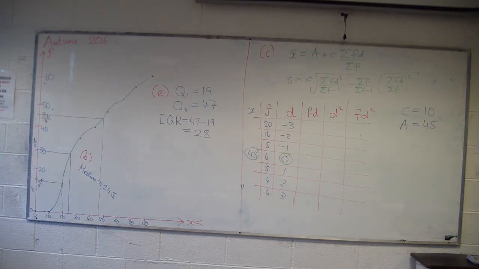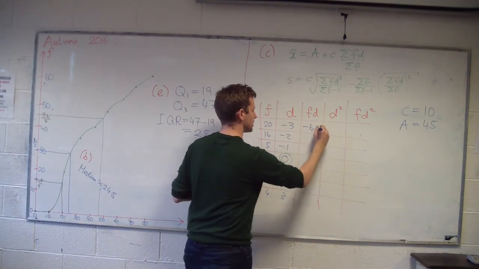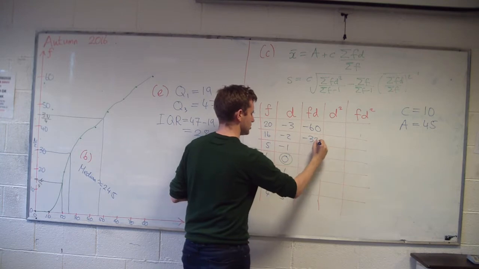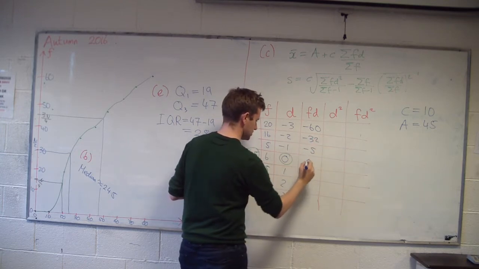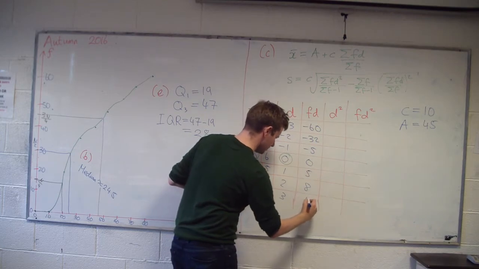So say the 20 to 30, they're all the same width. So then you just fill it in. F by D: -60, -32, -5, 0, 5, 8, 12.